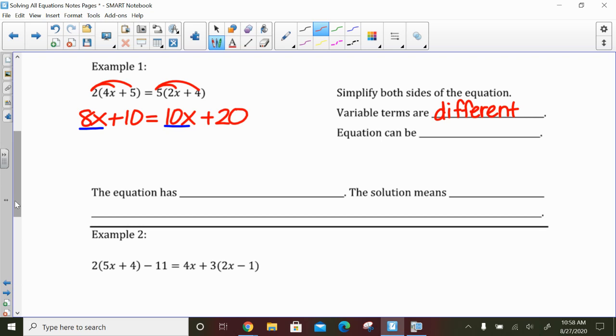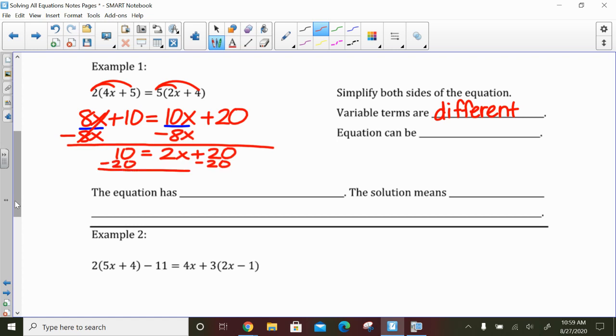Okay, so I'm going to solve it here. I'm going to subtract 8x from both sides. Those go away. 10 equals 2x plus 20. Then I can subtract 20 from both sides. Get negative 10 equals 2x. Okay, and then I'm going to divide both sides by 2. And that would give me x equals negative 5. Okay, and so this would be my one solution.